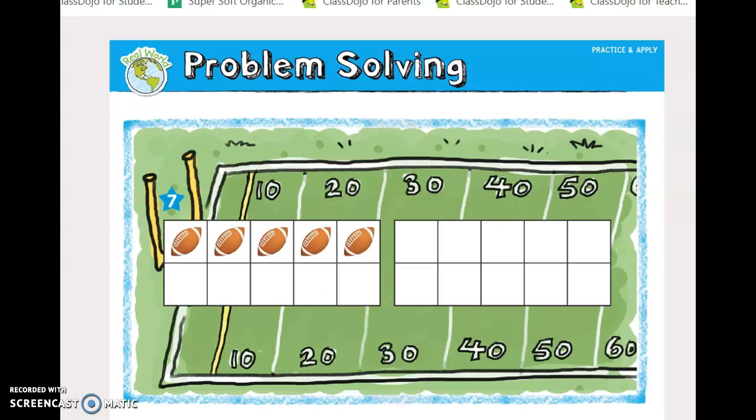All right, we're on problem solving on page number 182, and this is a football field. I love it. I noticed that they've been having football on television lately.